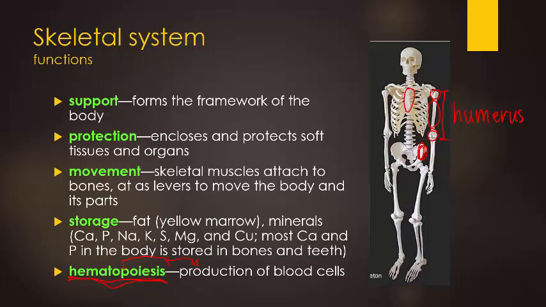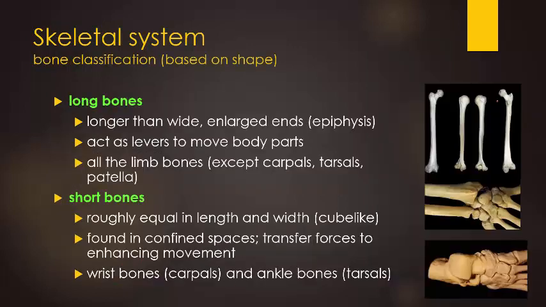And if we could turn our skeleton around, we could see the scapulae. All of those are locations where red bone marrow is involved in producing blood cells.